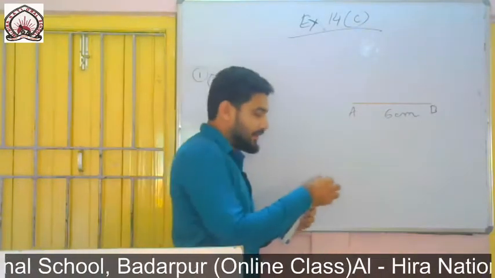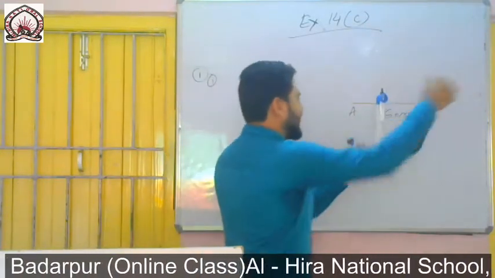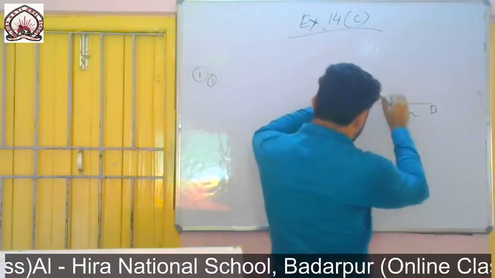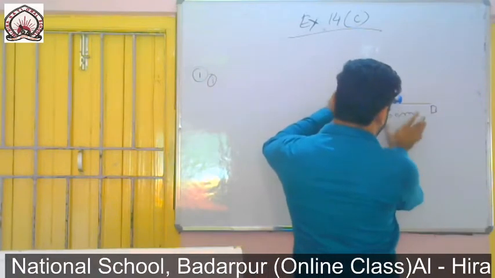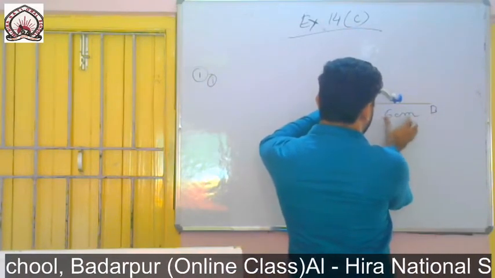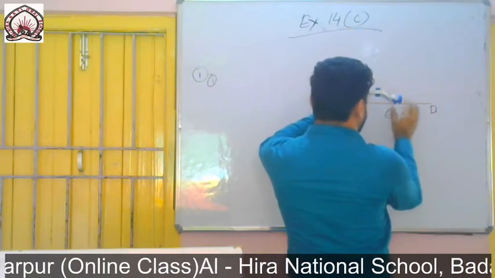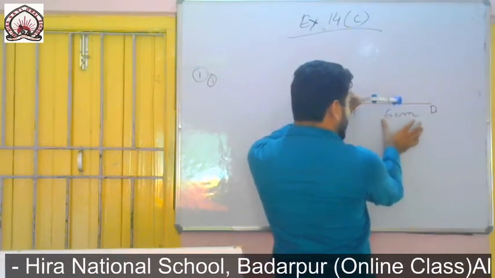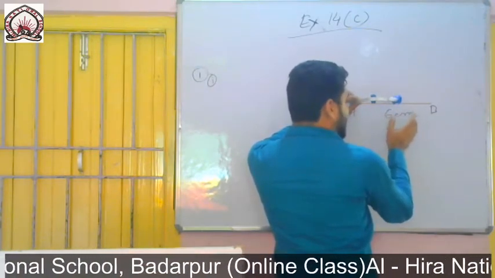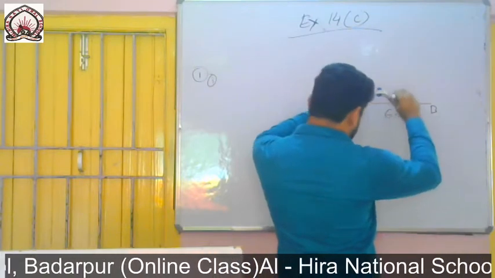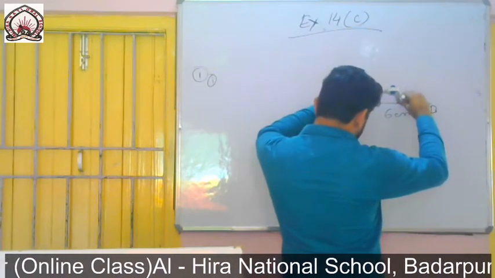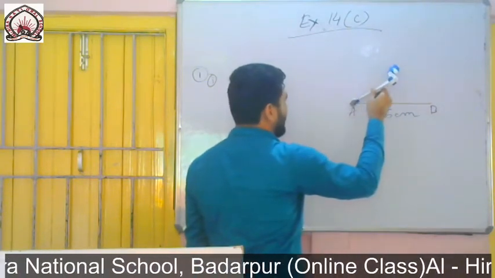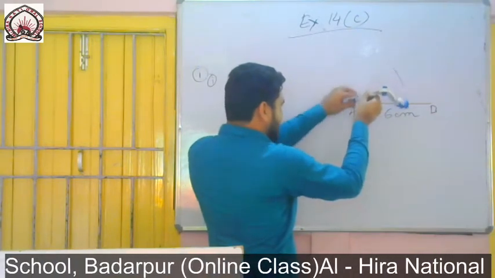You place your compass needle here at point A. Then take more than half of this length AB. That means 6 centimeter, so you have to take more than 3. If I divide 6 by 2, it becomes 3, so I have to take more than 3, like this. Now give two arcs like this, one here and another here.